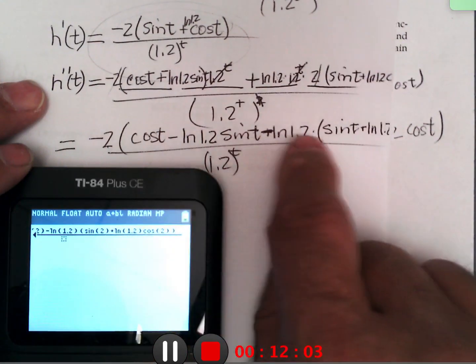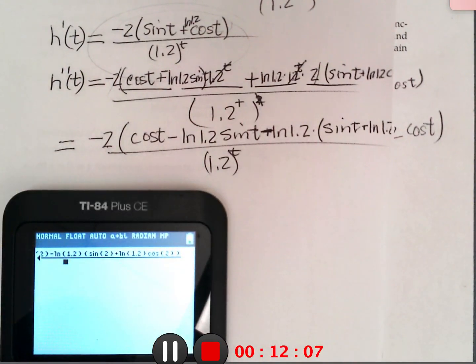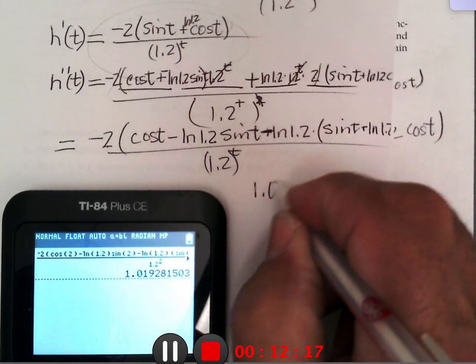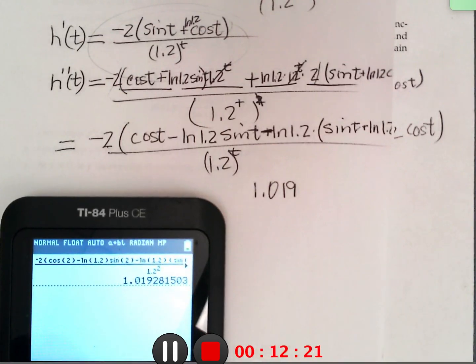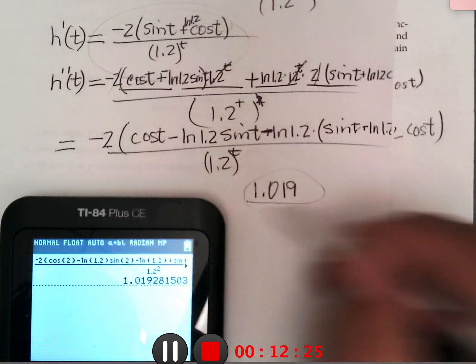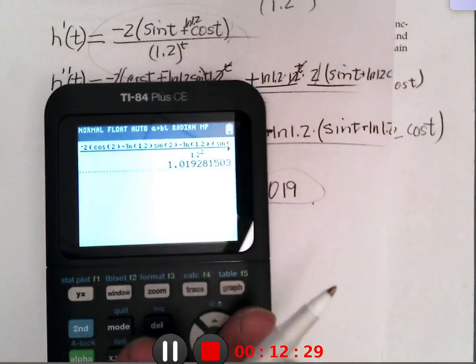Yep. Over 1.2 to the 2. And I'm getting 1.019. That's for the second derivative. That's the acceleration. The first derivative at 2, did I ever do that?